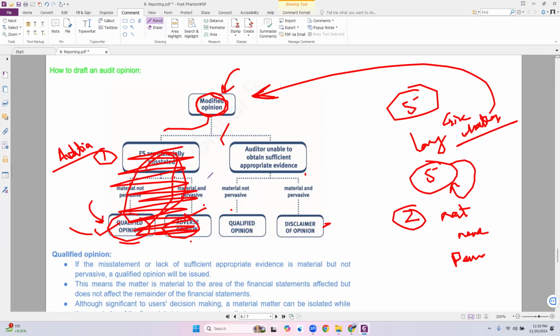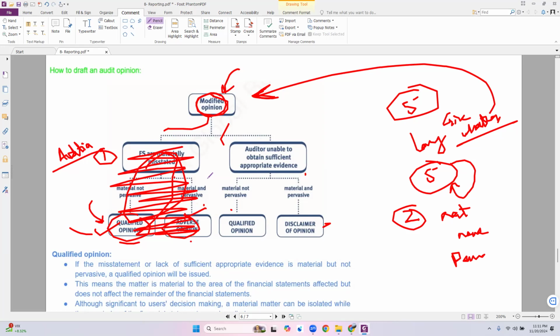I don't know what you just said. You're going too fast. Okay, listen. If I say the auditor has given a qualified opinion, what does this mean? Is the opinion modified or unmodified?